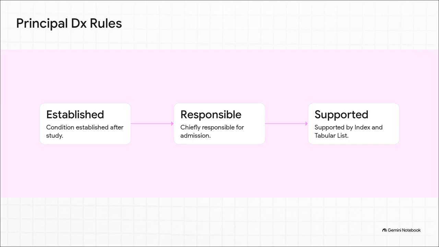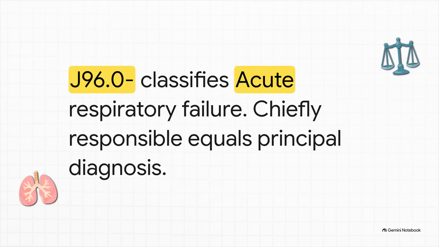If the diagnostic workup confirms respiratory failure brought them in, it belongs in that principal slot. When those criteria are met, the specific subcategory we utilize is J96.0 for acute respiratory failure. Think of it like a giant scale in your mind. On one side, you've got J96.00 for acute respiratory failure, and on the other side, a localized infection like J18.9 for pneumonia. If the documentation proves the respiratory failure itself fundamentally drove that admission, boom, the scale tips. J96.00 drops right into that #1 principal slot on the billing form. Chiefly responsible for admission equals principal diagnosis.